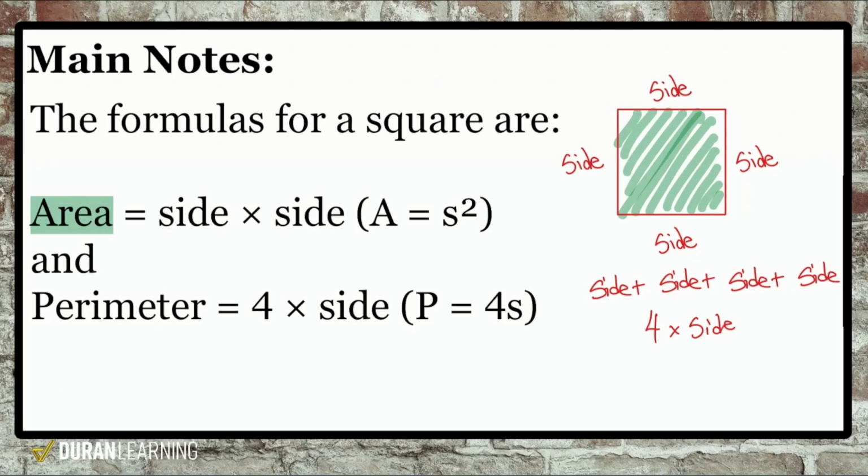In this case, they're both the same. They're both just side, but we will multiply to get the area. And you'll see that it's side times side or length times width. Again, the sides are the same, so that's why it just says side times side.